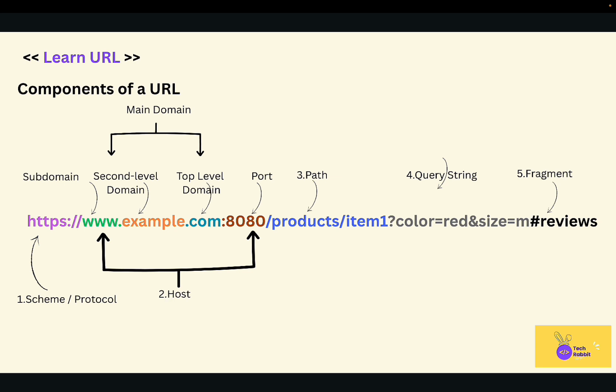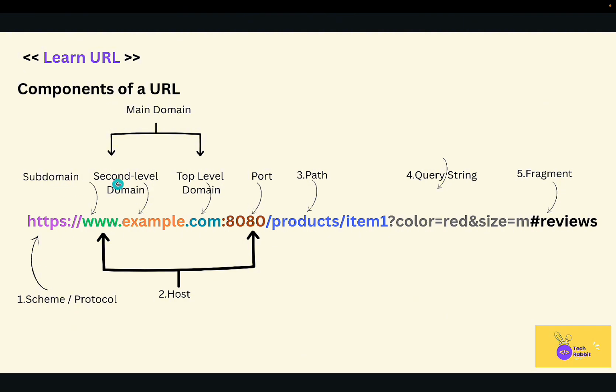Moving on to the second component of the URL, which is host. The host is divided into 3 sections: subdomain, main domain, and port. Subdomain is an optional part before the main domain, and it's often used to separate services. For example, we have www, but other domains may have blog or shop.